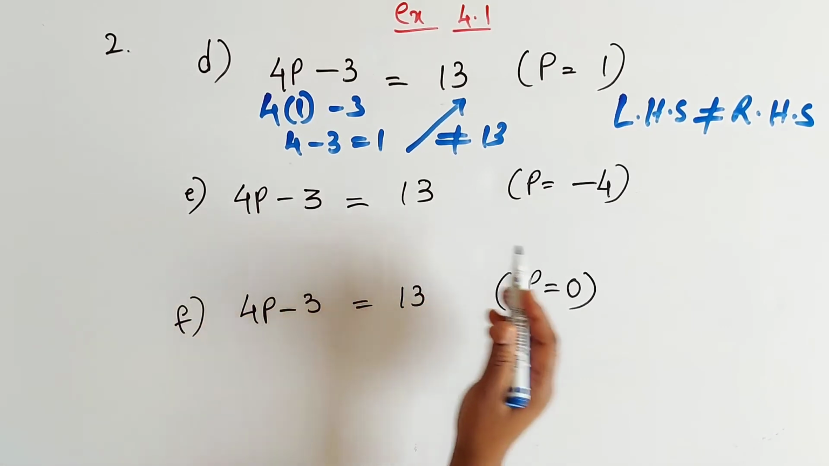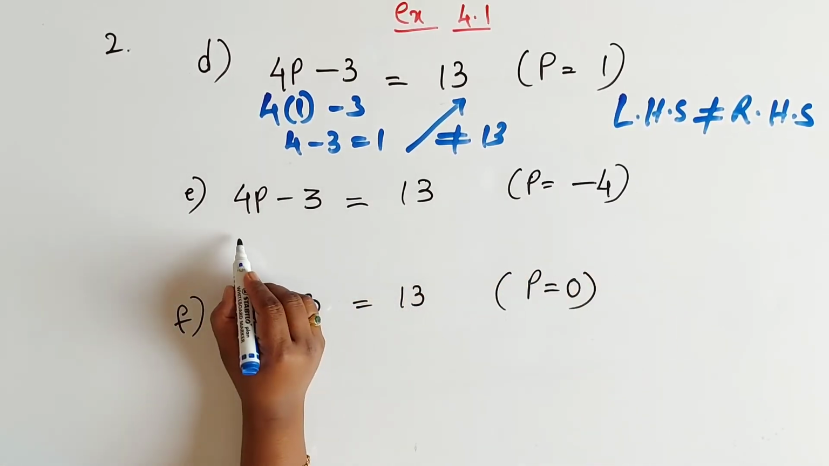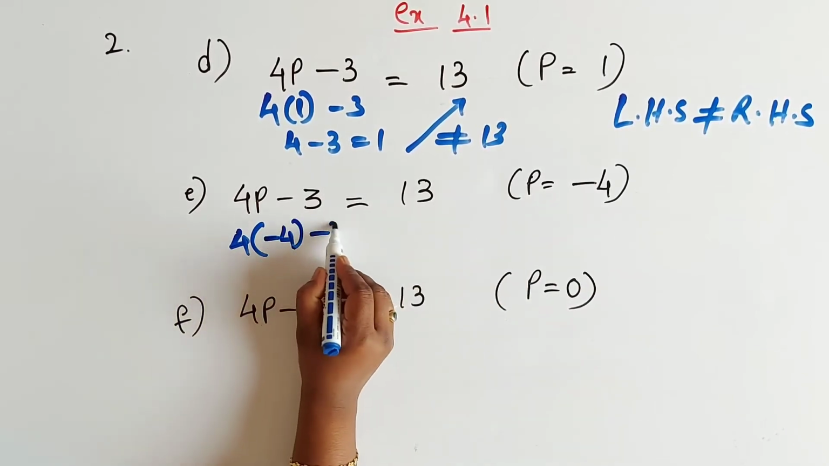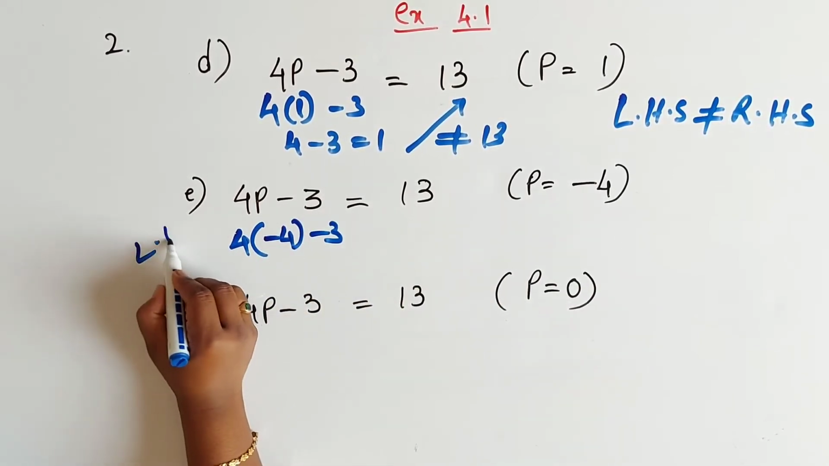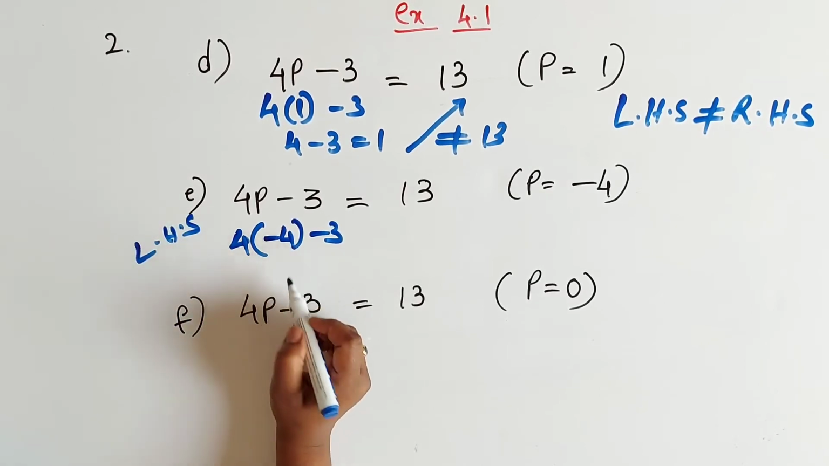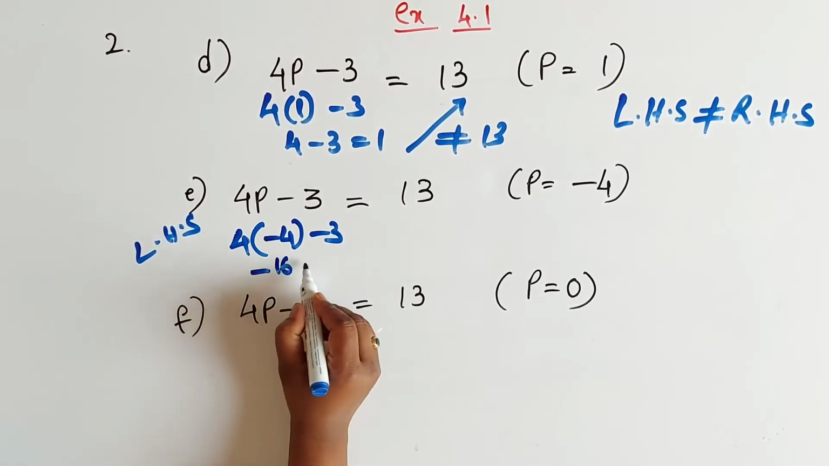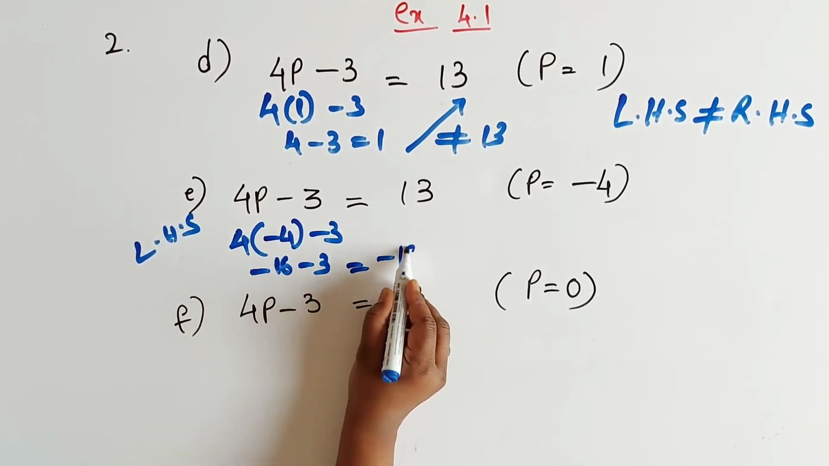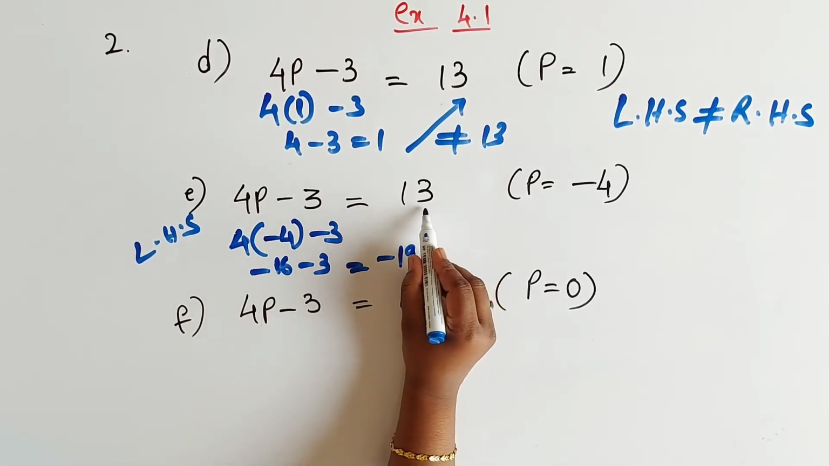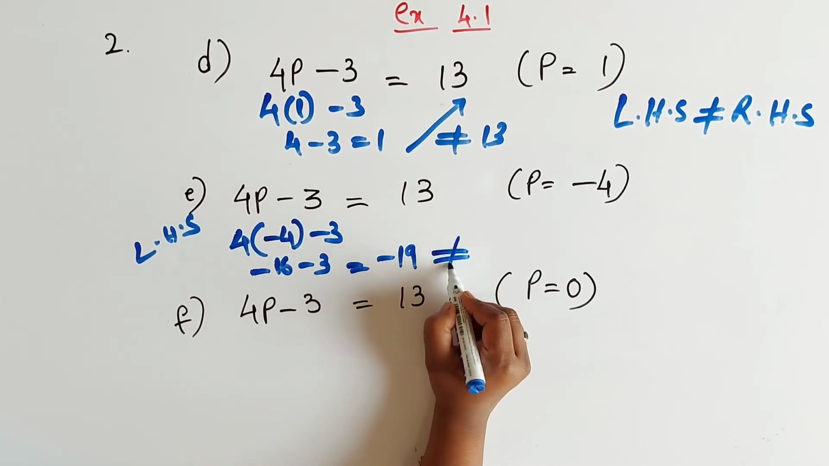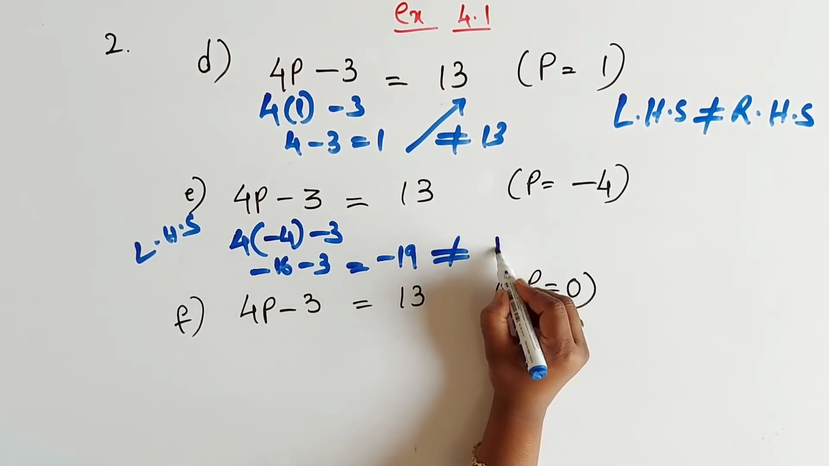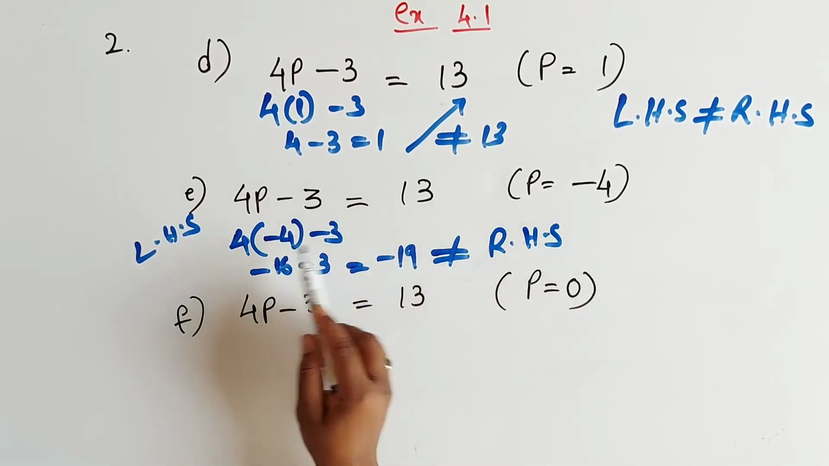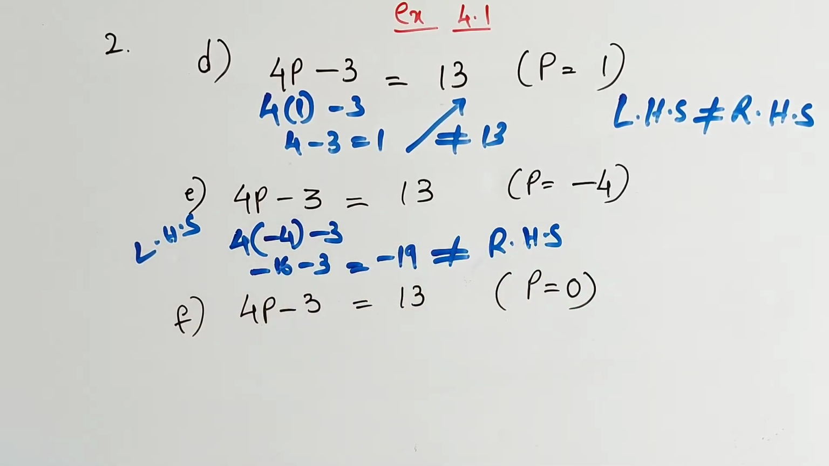4p minus 3 equal to 13. Here p equal to minus 4. 4 in p place we have to write minus 4 minus 3 here. Right, children? 4 into minus 4, minus 16 minus 3 again. Minus 16 minus 3 means minus 19. Now see here RHS value is 13. So it is not equal to RHS. Therefore p equal to minus 4 is not the solution of this equation, children.